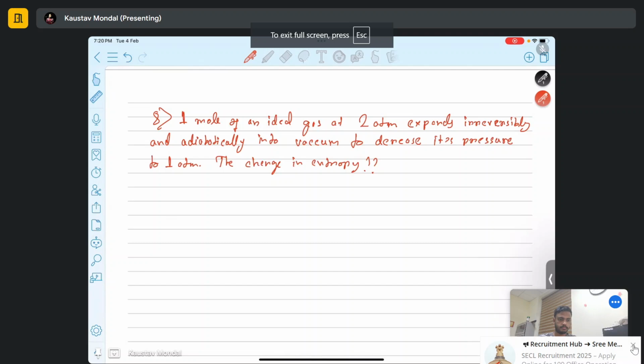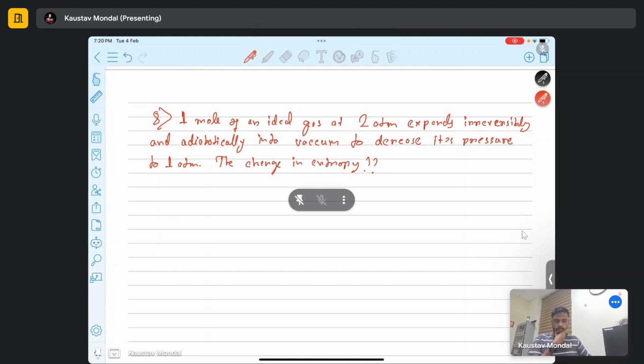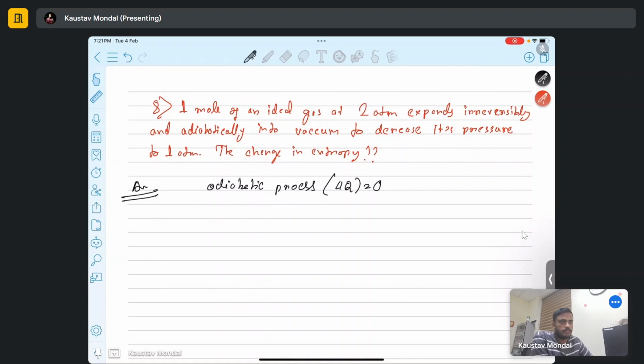So basically to do that, let me first write down what are the things given and what are the things you have to calculate. Okay, so irreversibly and adiabatically. So it's adiabatic first. So for an adiabatic process, delta Q would be equal to 0, right? Next thing is 1 mole ideal gas, pressure, vacuum. So pressure finally reaches 1 atm.